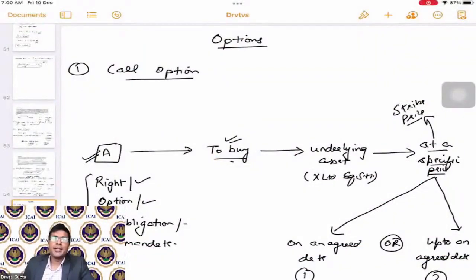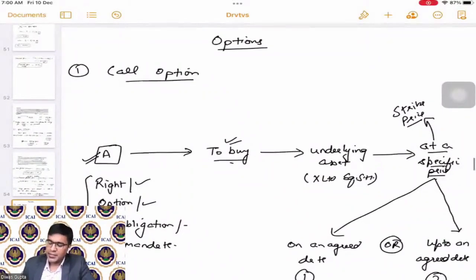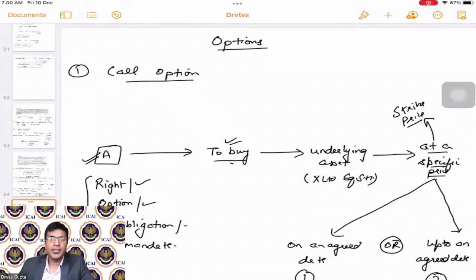Good morning, students. Let us continue with the topics of derivatives. First of all, let us recap what we did in the previous session, and then we will start from where we left.